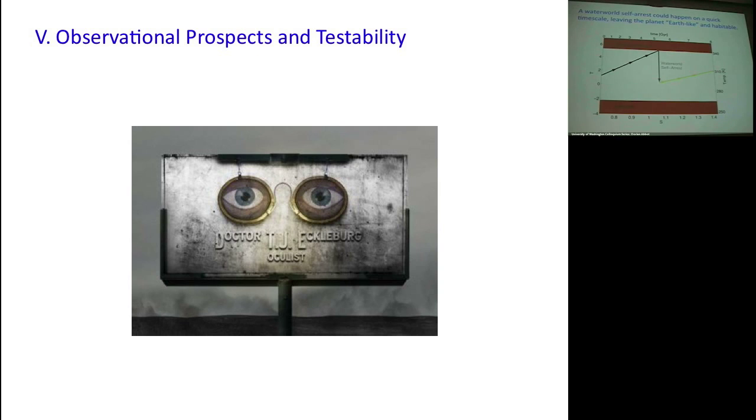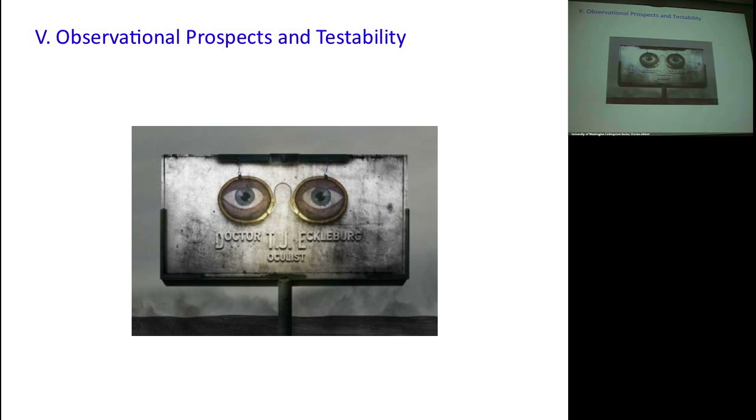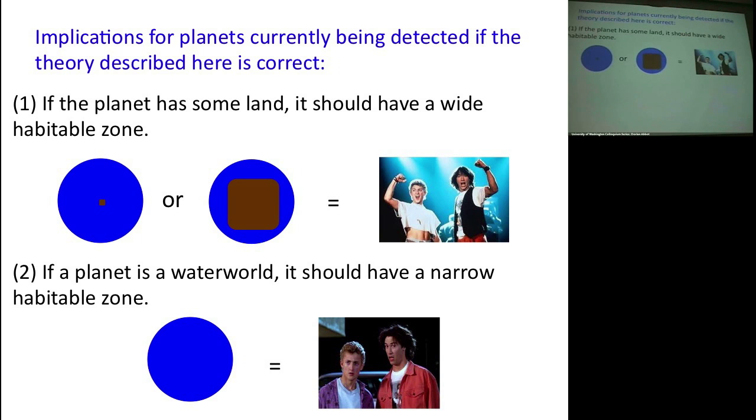Running out of time, so I'm going to skip this observational stuff. I can talk about it later if anyone wants to. I just want to make one quick point. This is what it means. This is the bottom line. If the stuff I'm saying is correct and you're an astronomer, this is what it means to you. Point one. And I'm assuming that you're Bill and Ted, if you're an astronomer.